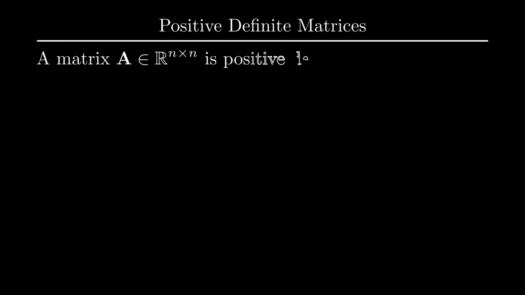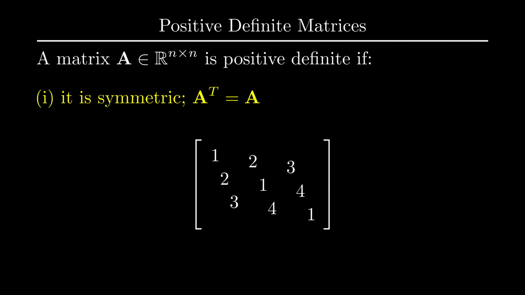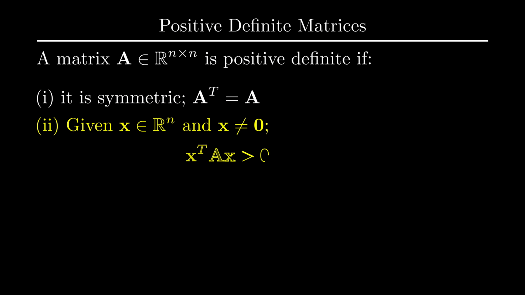Recall that a positive definite matrix satisfies the following properties. It is an n by n matrix, so a square matrix, and it's positive definite if and only if it is firstly symmetric, which means it's equal to its transpose. And secondly, given a vector x of length n, the scalar x transpose Ax is always positive, and it's zero only when the vector x is the zero vector.